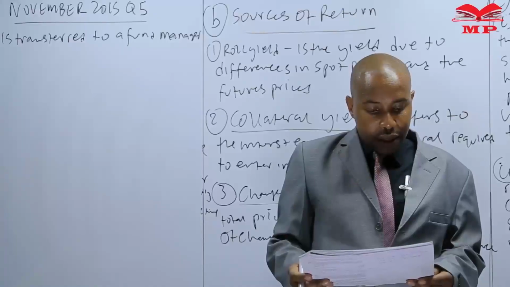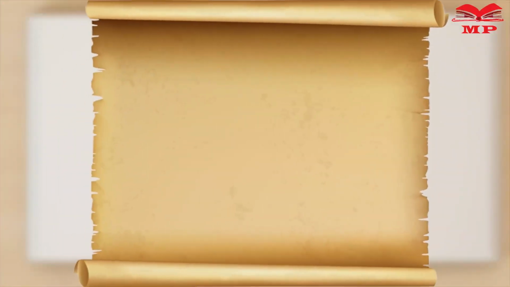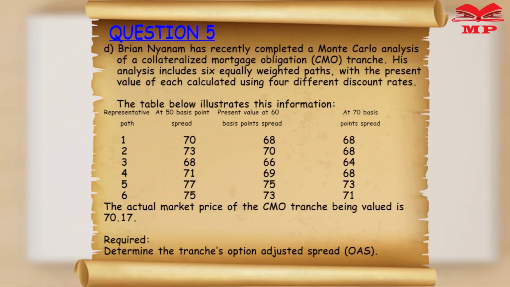Let's move on and look at part D. Brian Nyanam has recently completed a Monte Carlo simulation analysis of a collateralized mortgage obligation tranche. His analysis includes 6 equally weighted paths with the present value of each calculated using 4 different discount rates. The table below illustrates this information.